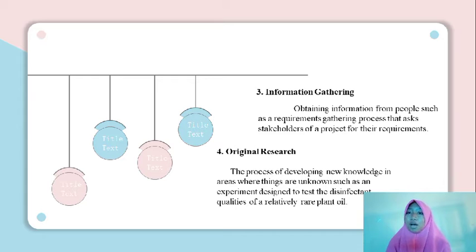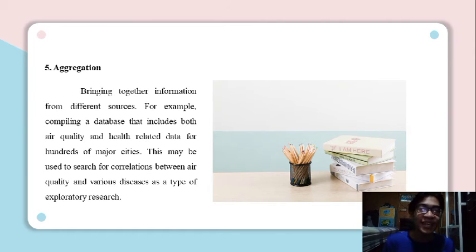The fourth, original research: the process of developing new knowledge in areas where things are unknown, such as an experiment designed to test the disinfectant quality of a relatively rare plant oil. Fifth, aggregation: bringing together information from different sources, for example, compiling a database that includes both air quality and health-related data for hundreds of major cities. This may be used to search for correlation between air quality and various diseases as a type of exploratory research.